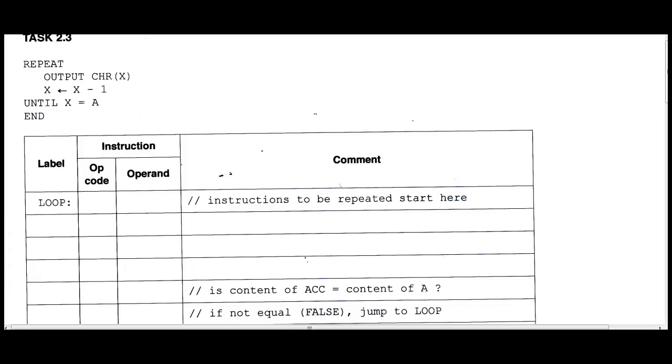Okay, let's quickly take a look at task 2.3 and implement it. This is a repeat loop, and this is what we are supposed to do. We are supposed to output the character corresponding to... we've already covered this in task 2.2.